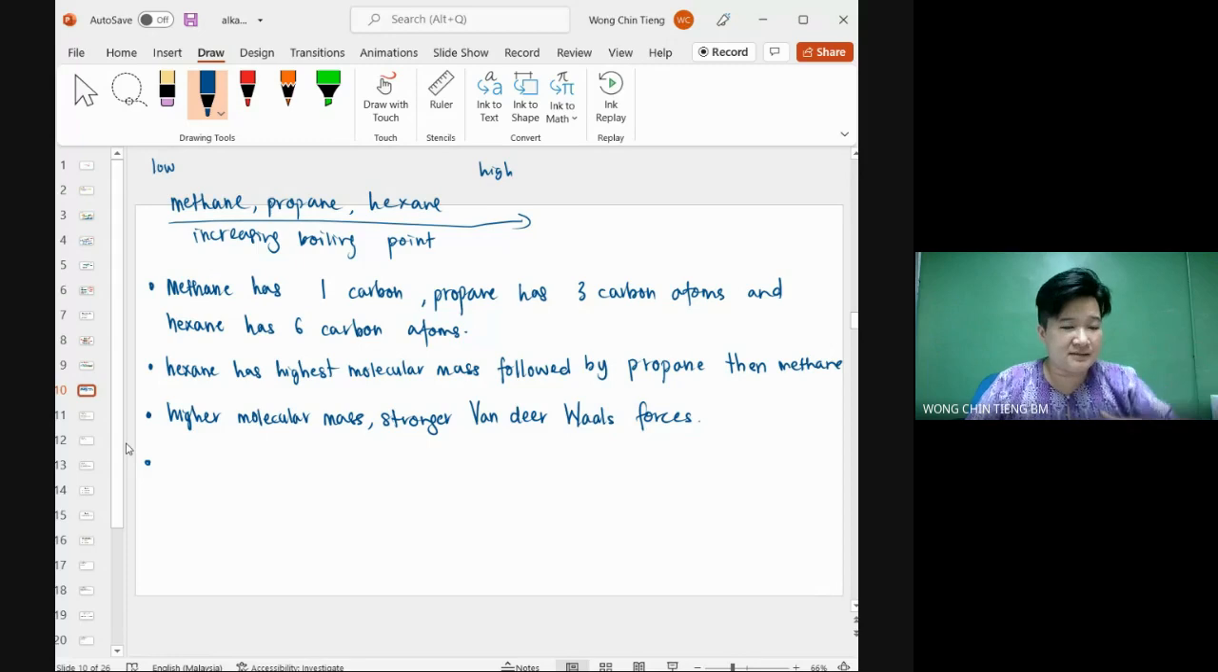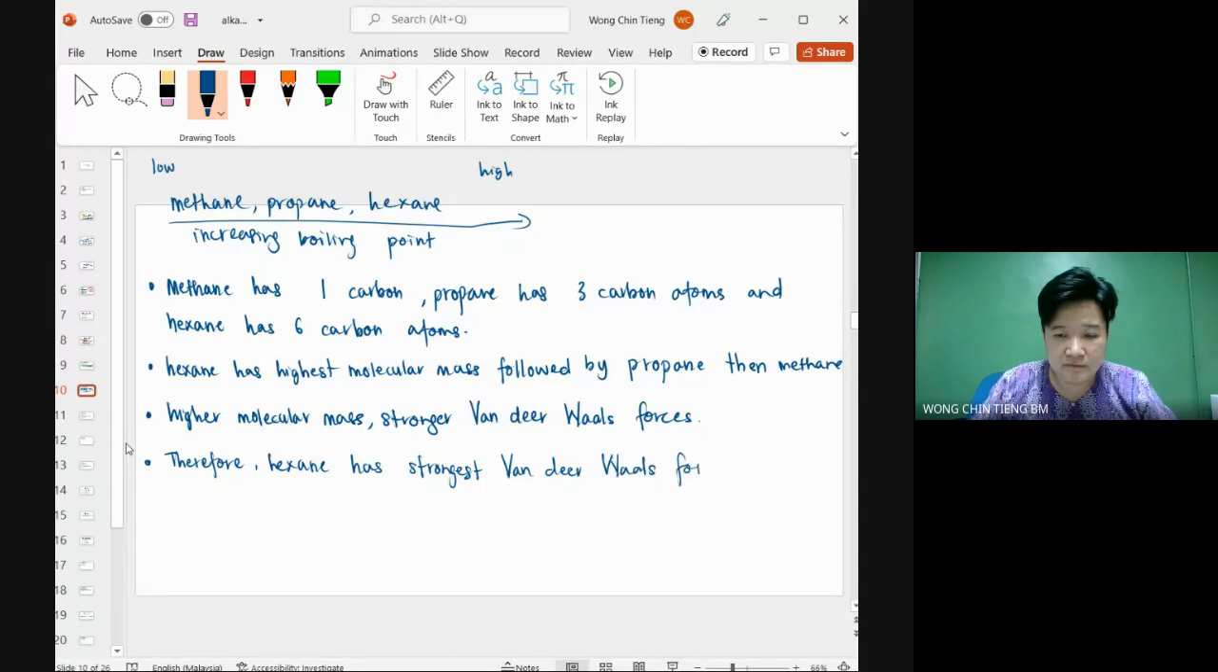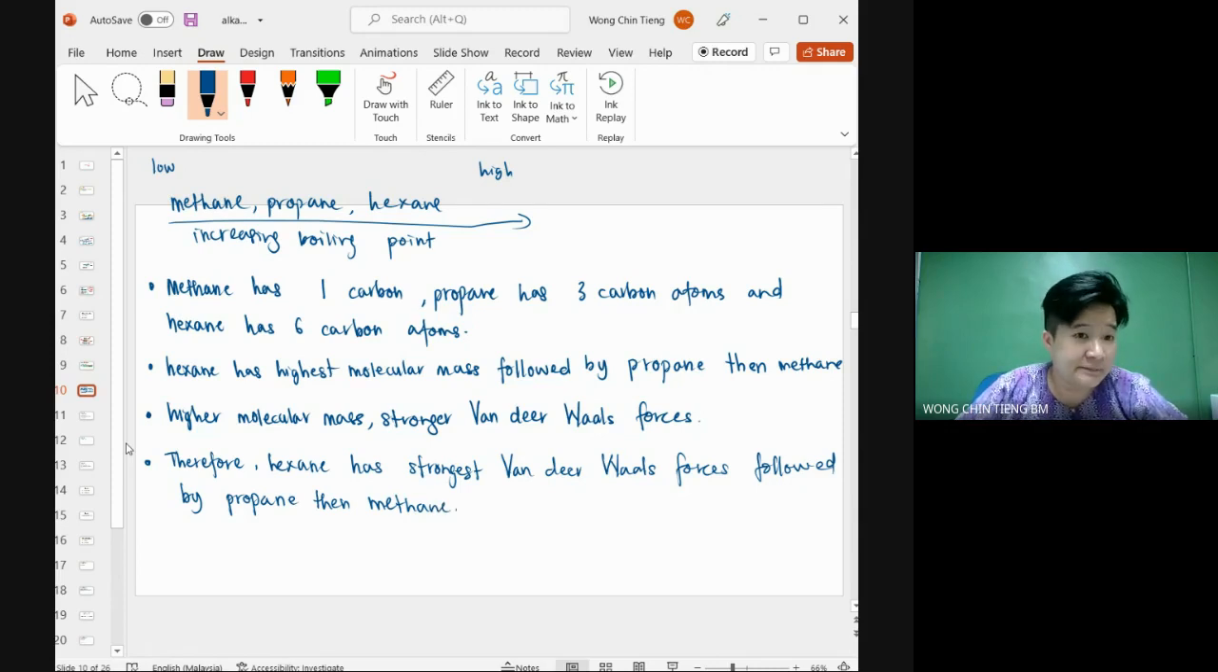Baru sambung balik, cerita balik soalan. Therefore hexane has strongest, dia yang paling kuat kan? Hexane has strongest van der Waals forces. Followed by siapa? Followed by susunan kita lah. Followed by propane. Then methane. Nampak? Okay. And I don't know whether you realise or not, saya suka cerita siapa yang paling tinggi.